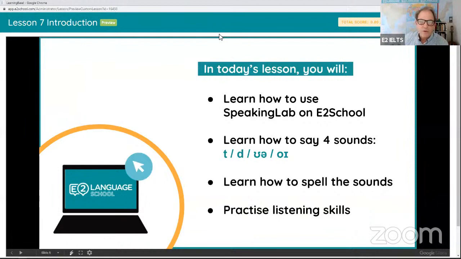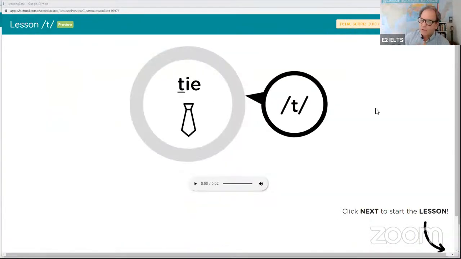Let's get started. The first sound is, remember, t, d, ua, and oi, t, as in tie. Now, if you have a look at this symbol, and it's a phonetic symbol, there are 44 phonemes or phonetic sounds in the English language, 44 identifiable single sounds. Whichever your first language is, there are different numbers of phonetic sounds in each language. In English, there are 44. The symbol that you see, two lines and a t, identifies this single sound or single phoneme. And this is the sound.